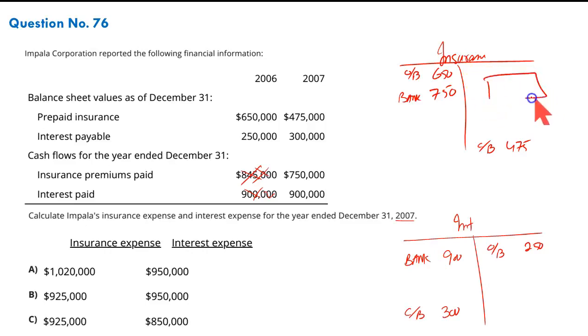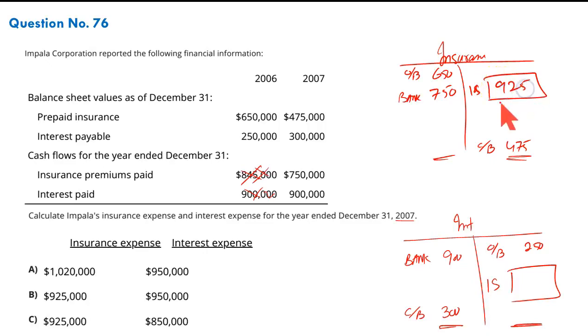The balancing figure to this side is the charge for the year, charge to income statement. Both sides are balanced because we have the carried on balance. This balancing figure on both sides is in fact the charge to income statement, expense for the period. So it's 650 plus 750 less 475, 925.